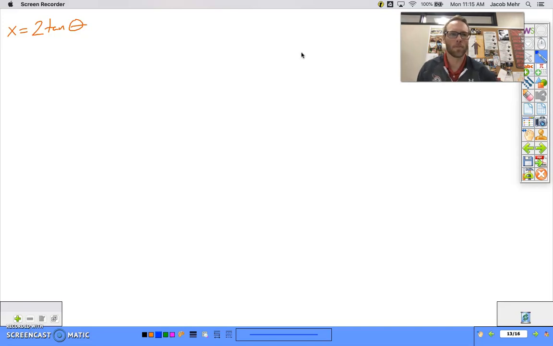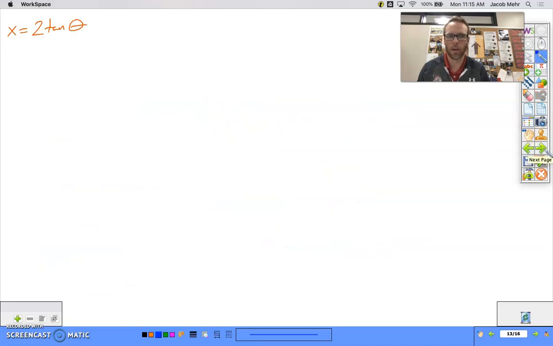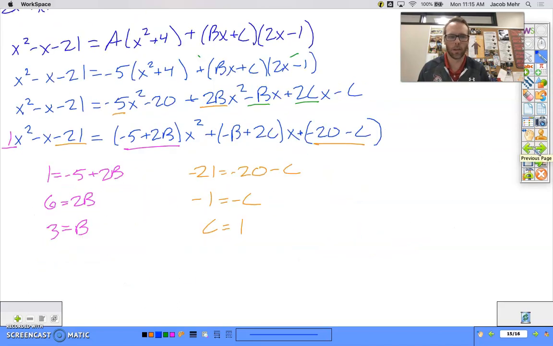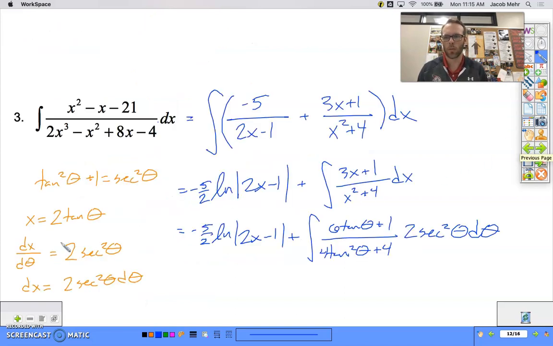All right, let's wrap up this partial fraction stuff. So, recall where we're at. We have the negative natural log of the cosine of theta, but we want our x's back in there. And from our substitution, we let x equal 2 times the tangent of theta. We need to find the cosine of theta.